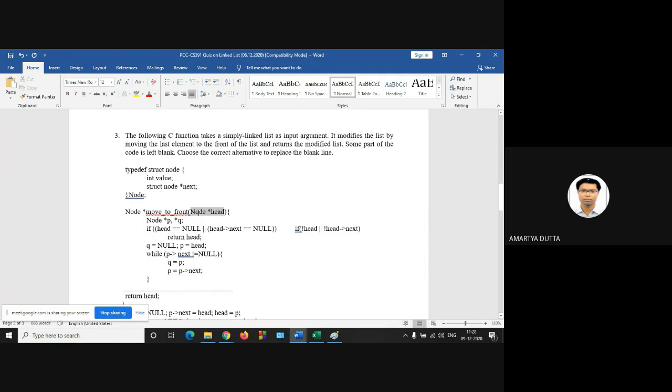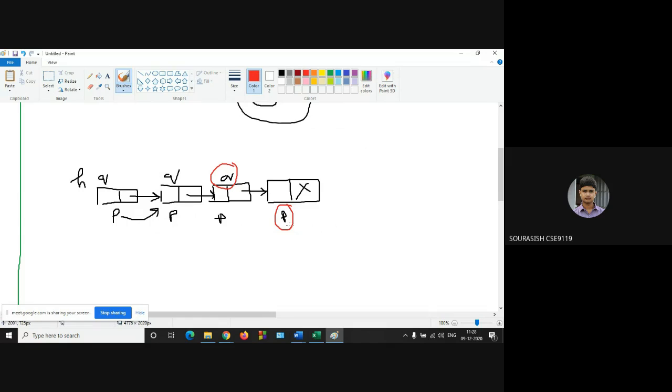Head is the argument. Now it is given that the last element should be the front element. So what should I do? q next equals null, p next equals head, head equals p. Very simple. So this will be your head node. First of all, you have to cut this portion, and this will be your null.